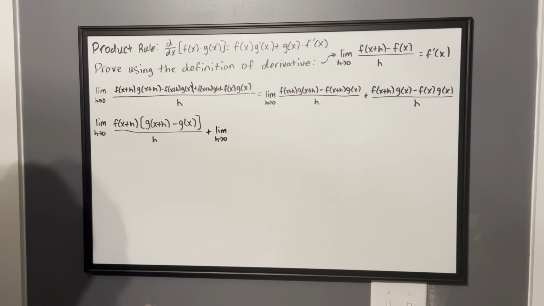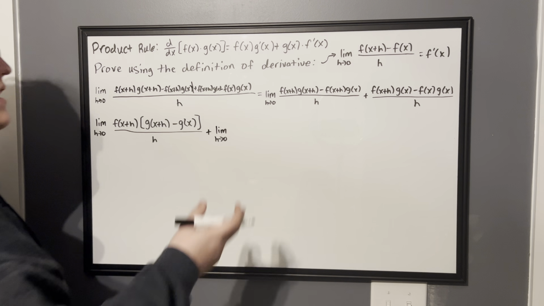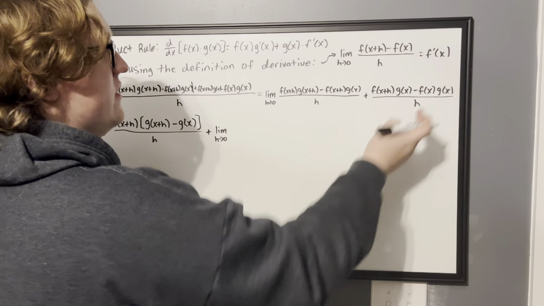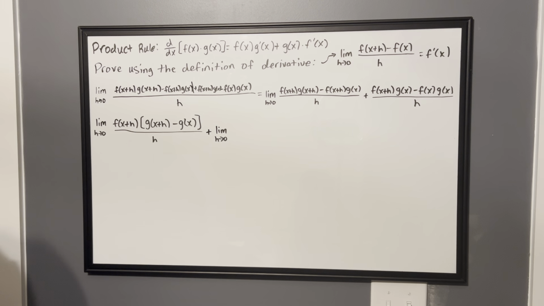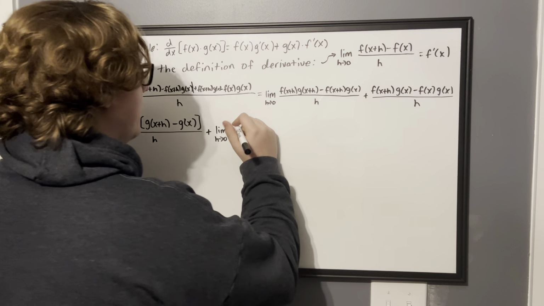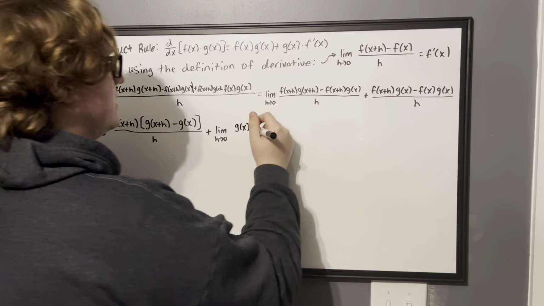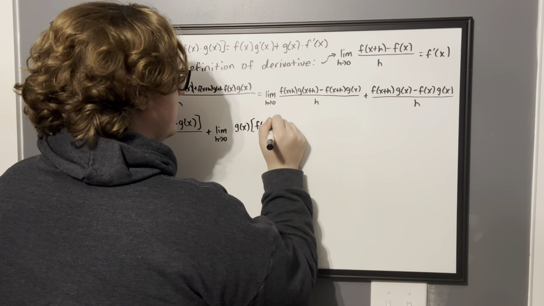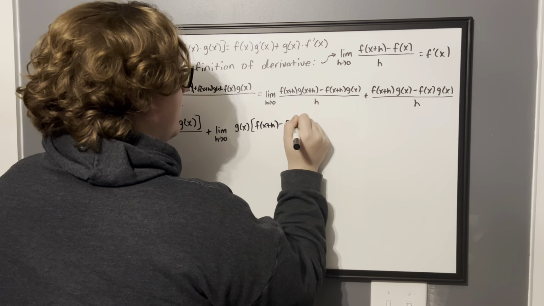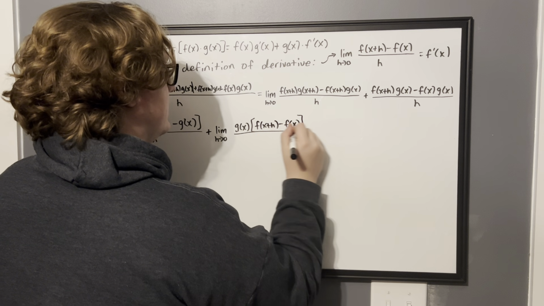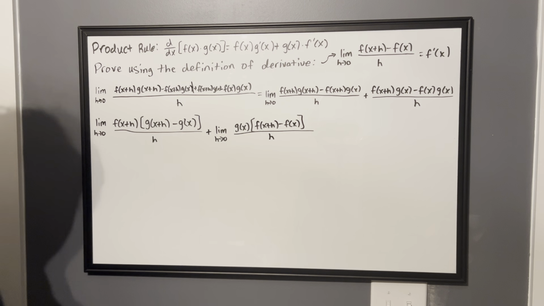And this is okay because the limit laws say we can break up the limit into a sum of two limits. Now this one, we have a common term of g of x in both of the terms in the numerator. So we're going to factor a g of x out. So we have g of x multiplied by what's left over, which is going to be f of x plus h minus f of x. And all of this is over h.